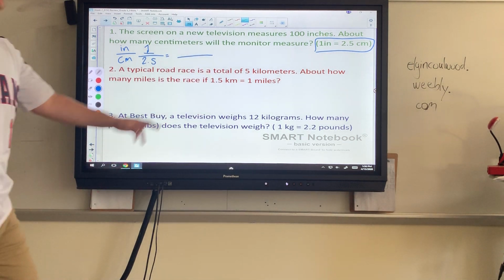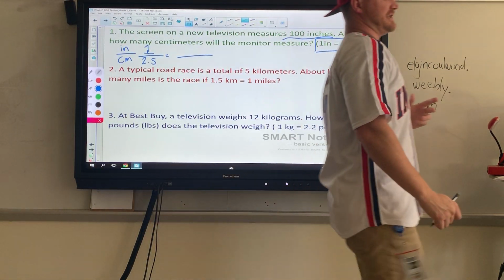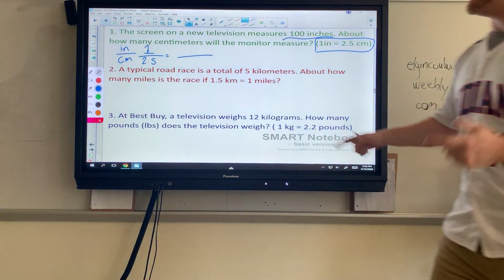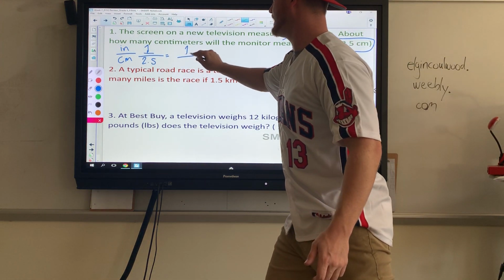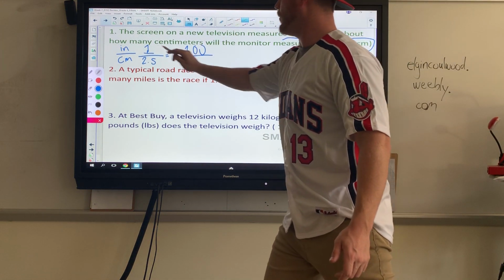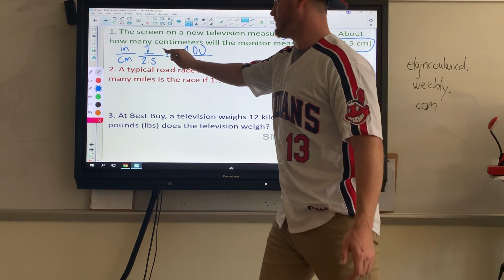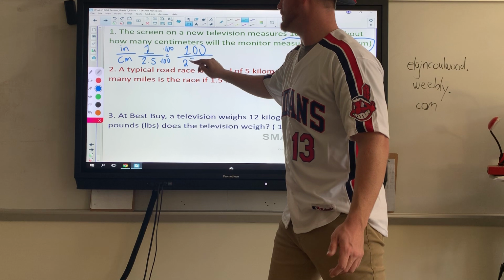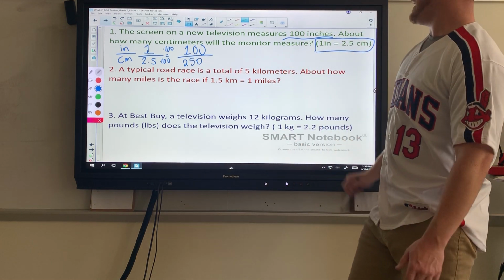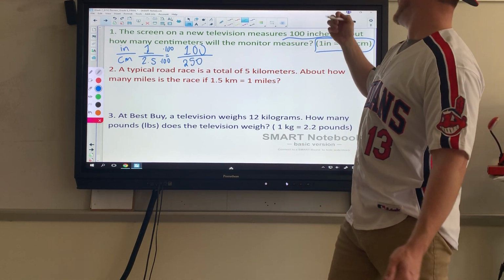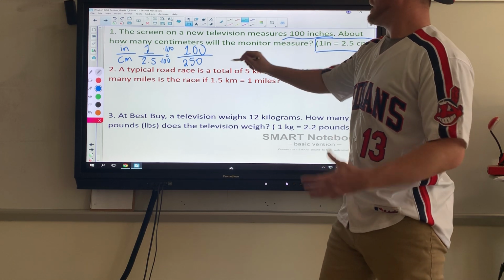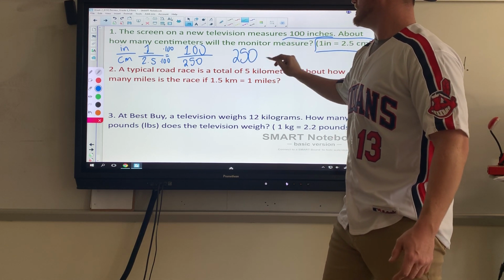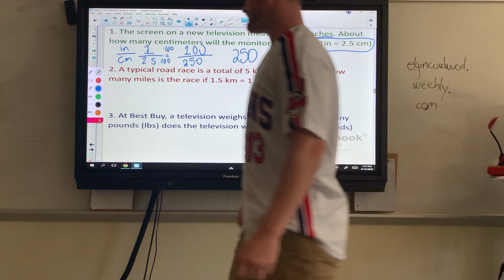Going back to the first sentence, it says 100 inches. So I have inches as the numerator, so that means I put 100 as the numerator. And we know that 1 goes into 100 100 times. So we're multiplying each by 100. So 2.5 times 100 gives us 250. So if the screen was 100 inches, that means it would also be 250 centimeters.